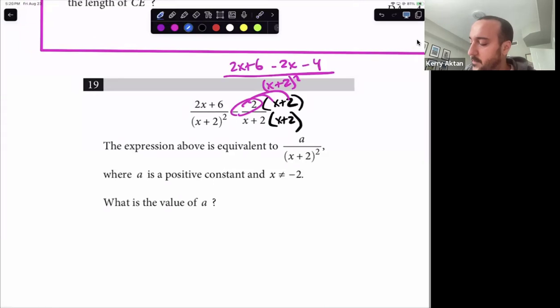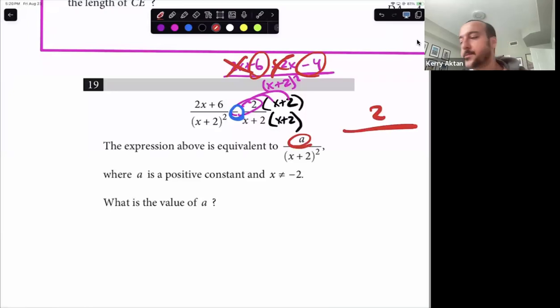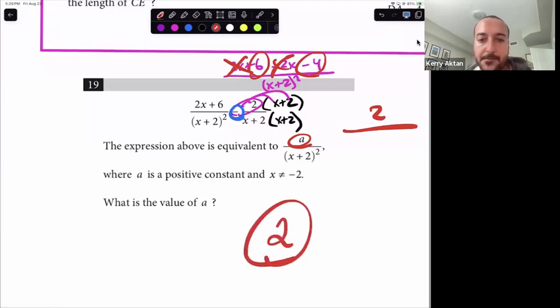And that's a good lesson. That negative distributes with it, right? From there, 2x and -2x cancel. What's 6 minus 4? I'm left with 2 over the denominator. What do you think the answer of A is? It's 2. That's adding and subtracting fractions.